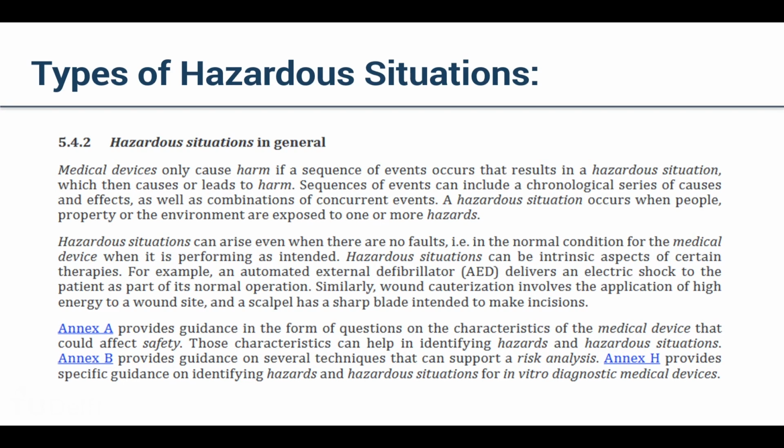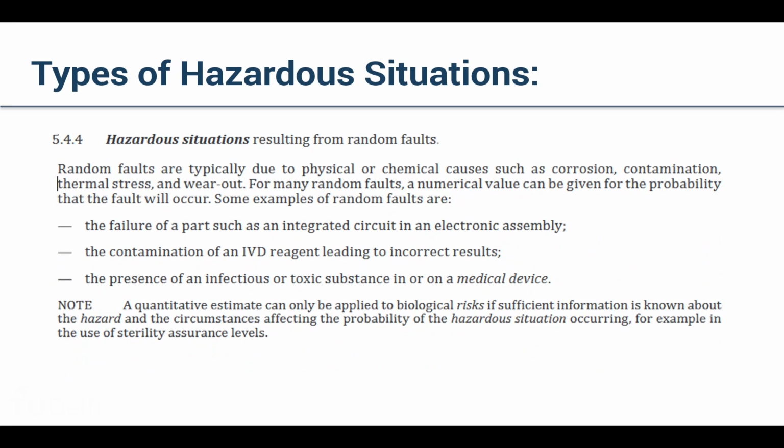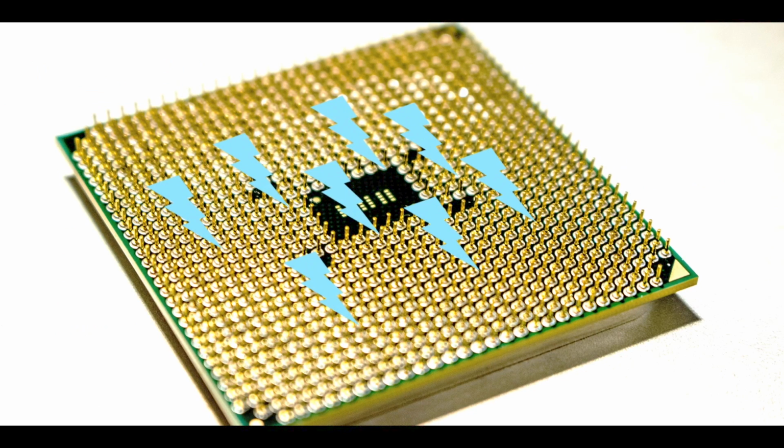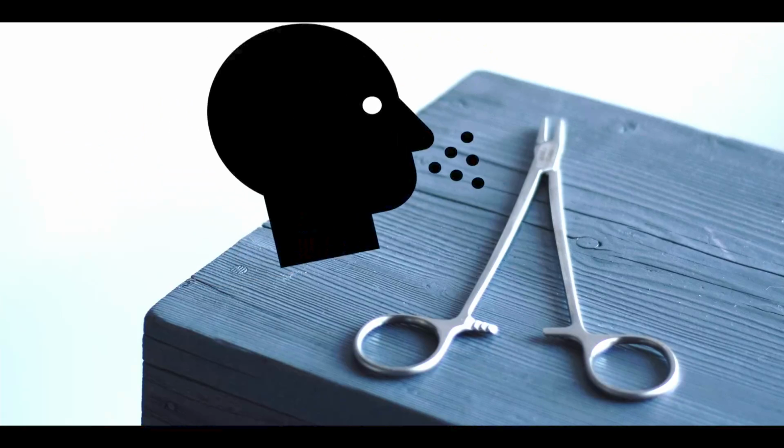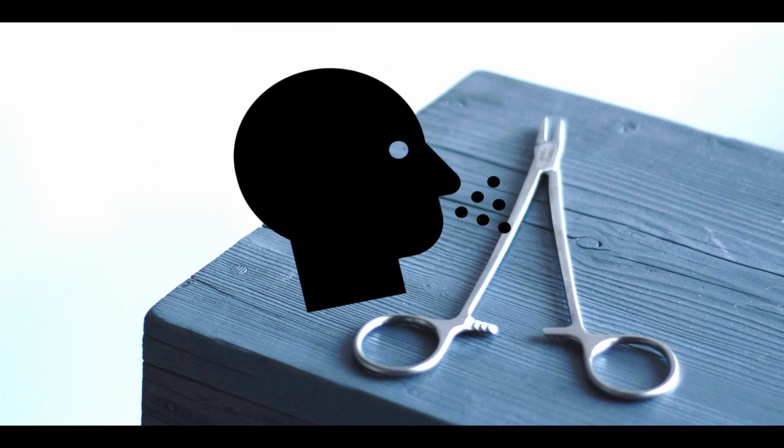Now, the last example with the syringe pump was a hazardous situation resulting from what is called a random fault. It does not really have a relation to any kind of design flaw, production flaw, or misuse. It's just something that could happen. Other hazardous situations resulting from random faults would be a part of the electronics failing because, well, it simply did, or a surgical device accidentally not being sterile because someone sneezed on it right before it got used.